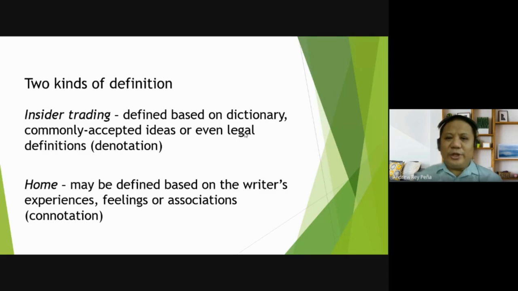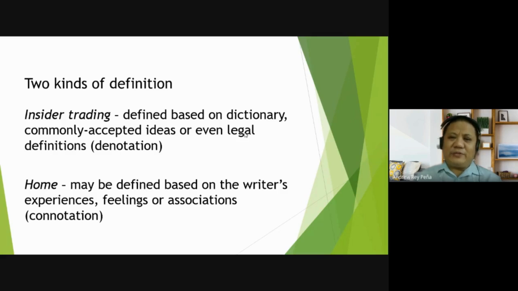So what for you is a home? What for you is a friend? What for you is love? You can define that in a definition paper. On the other hand, some terms like insider trading cannot be defined with connotation.